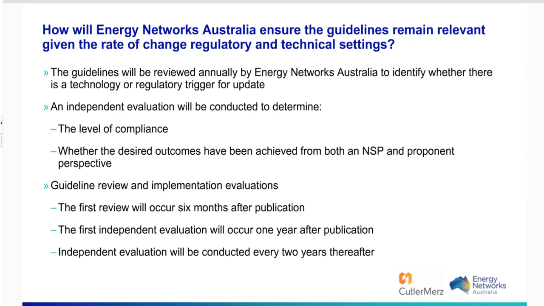The guidelines review and implementation evaluations. The first guideline review will be done 6 months after publication. Now, this will just be a high-level one, just to look at any teething issues that we've got with the first level of these documents. There are some other pieces of work that we're doing at the moment around volt-VAR and volt-watt, which hopefully will be solved by then, so we can quickly update the documents to take that into account. The first independent evaluation will occur 1 year after publication, and then we're looking at having independent evaluations conducted every 2 years thereafter.